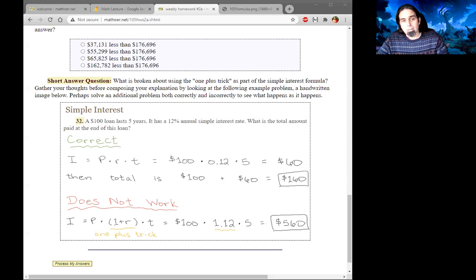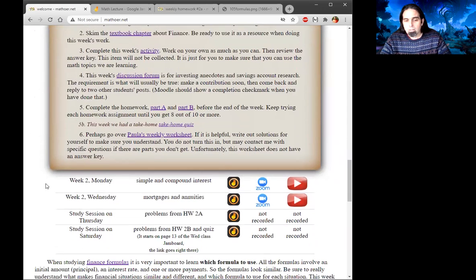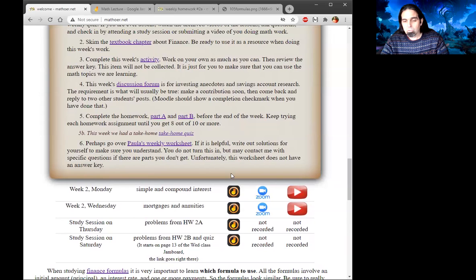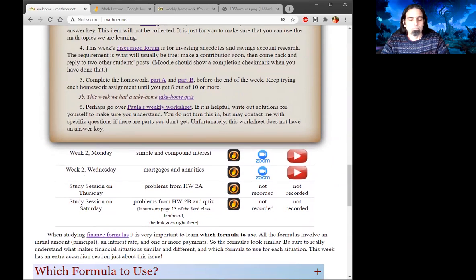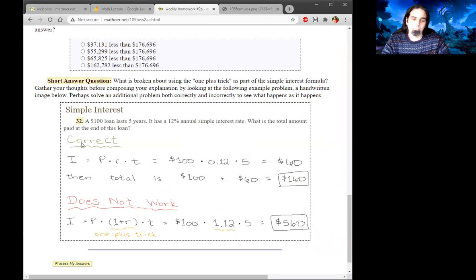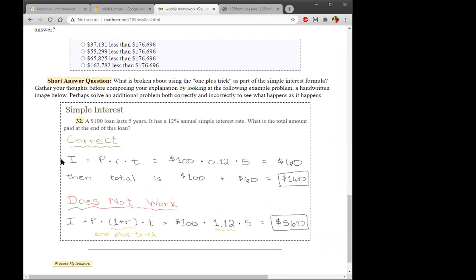As a reminder, especially if you came a little bit later, the jam boards from Thursday and Saturday are in the recordings after the to-do list for week 2. So if you are looking for other problems, check there too. Anything else from homework 2A? Not with 2A.